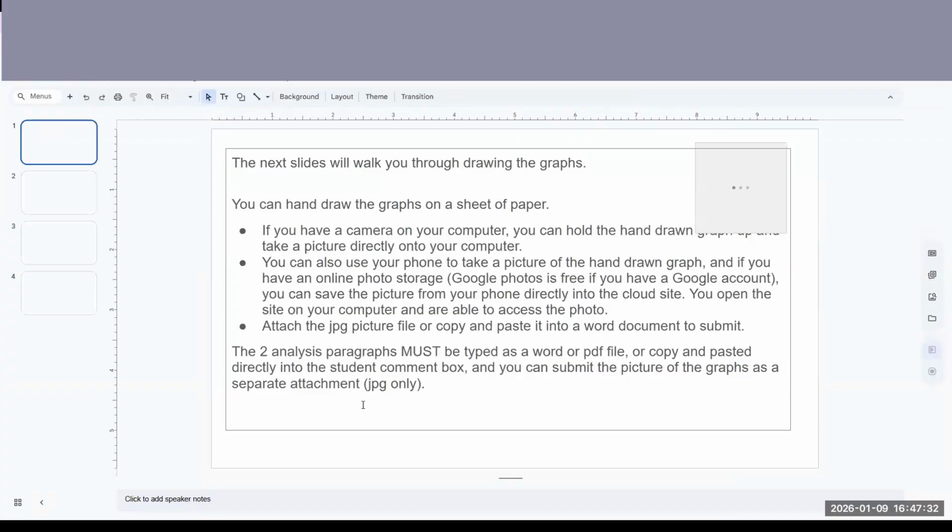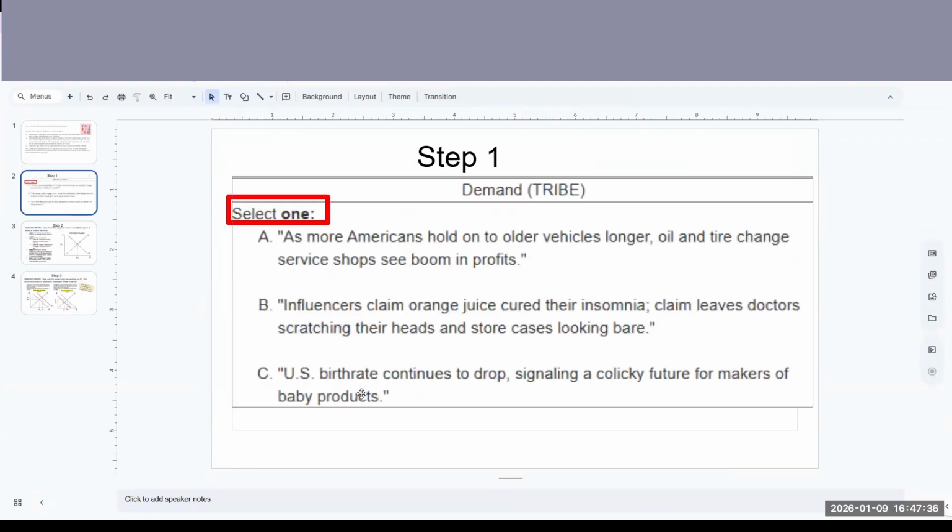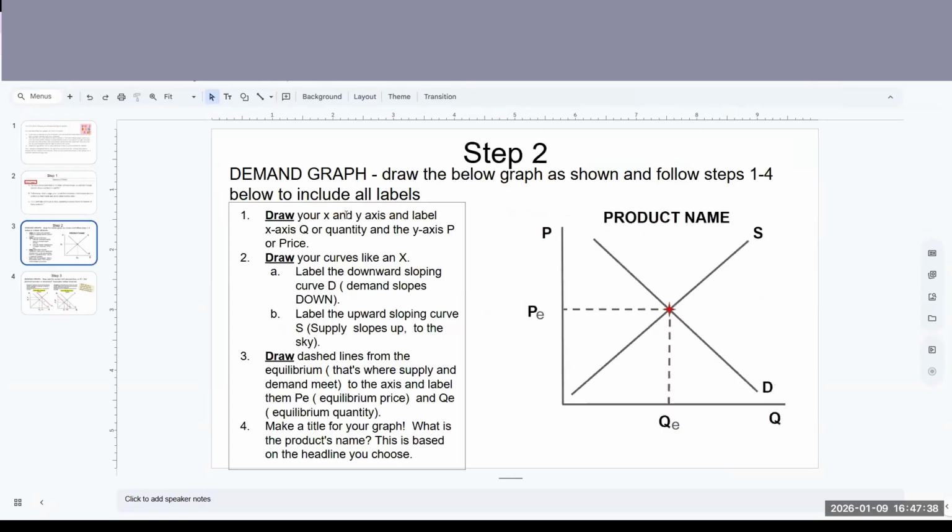So if you click on it, it will tell you again that you can draw the graphs. And again, it'll show you the different options for the headlines. And then it tells you how to draw the graph exactly. Everyone's graph is going to look the same pretty much. You're going to have a different product name. It says draw your X and Y axis, label X axis Q or quantity, and label your Y axis P or price.